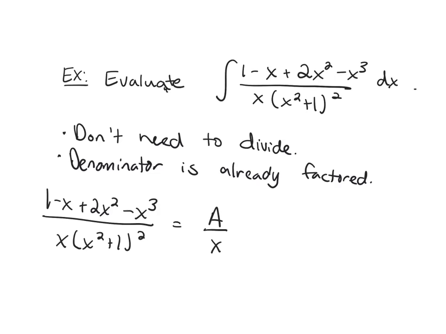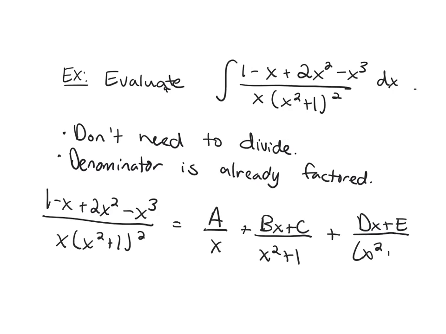Then I see that x squared plus 1, so what is my numerator? Bx plus C over x squared plus 1. But it's squared in the denominator, so what's my next one going to be? Dx plus E over (x squared plus 1) squared. Yes, x squared plus 1 quantity squared.